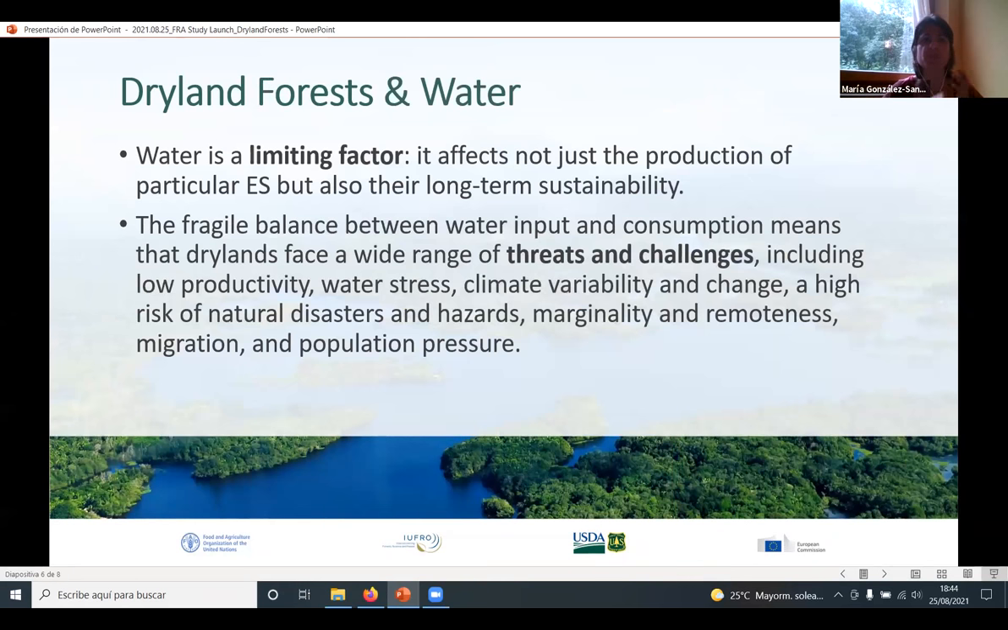So what's the relationship between dryland forests and water? Water here is a very limiting factor. It affects not just the production of a particular ecosystem service, but also their long-term sustainability. There is a very fragile balance between water input and water consumption, which means that drylands are facing and will face a wide range of threats and challenges, which includes low productivity, water stress, climate variability, and of course, climate change, high risk of natural disasters and hazards, marginality and remoteness, migration, and of course, population pressure. So they are quite fragile ecosystems.